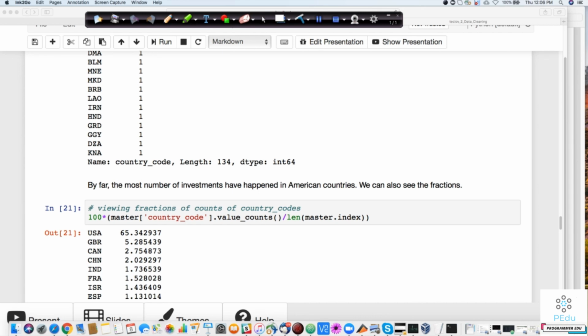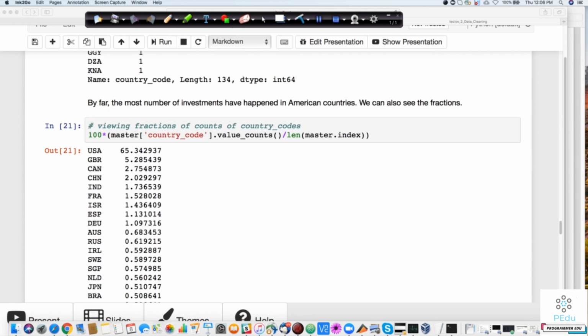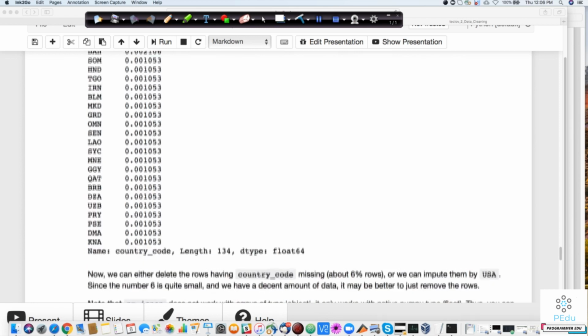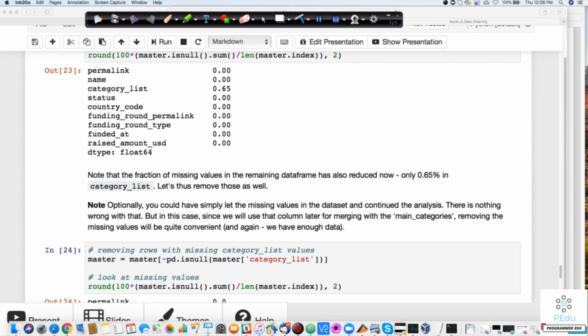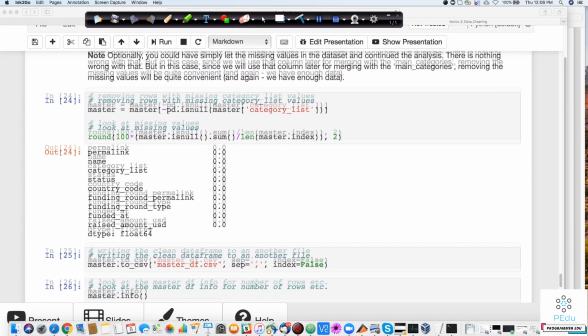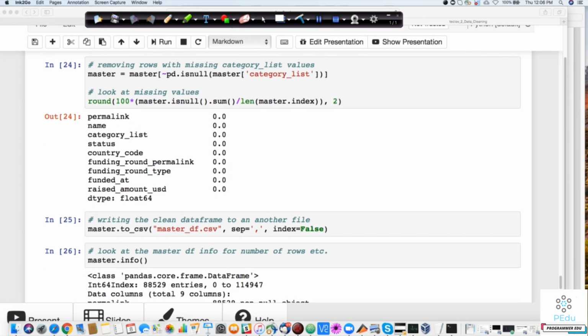But my strategy would be that since it's just 6%, let's remove them. I will just remove them out, because if we look at the percentage, 65% is USA and the remaining is very low. This is just to look at the percentage part. Now let's remove them. As I said, let's remove all the country codes which are missing. Let's look at the percentage again, and this time you can see that we have only category list which is 0.65. Let's remove them simply. This is very, very less. So let's remove them out, and we remove the category list wherever we also have a missing value.